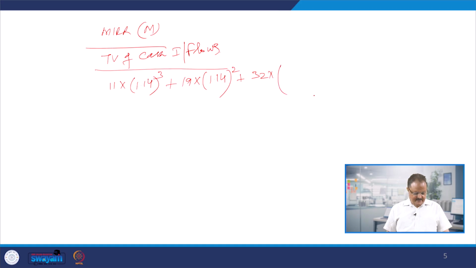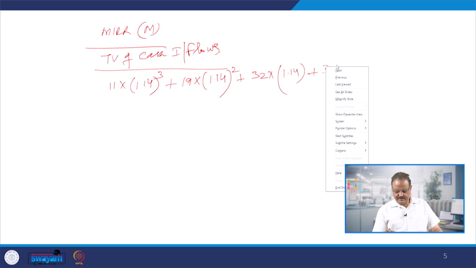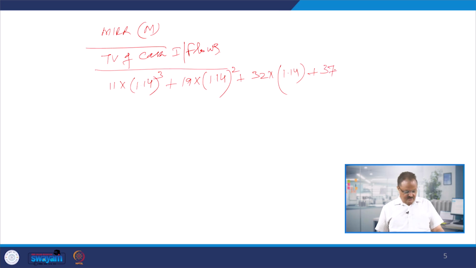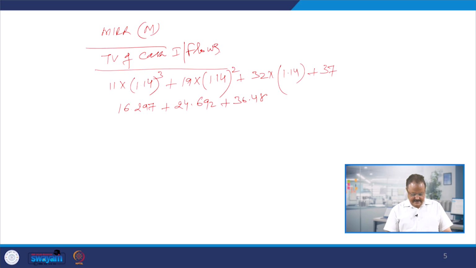Next cash flow is 32, so we will be compounding it again by 1.14, but the power will be 1 only here. The last cash inflow is 37 million, which will not be compounded. If you want to calculate the total compound value, if you solve this, this will be 16.297 plus 24.692 plus 36.48, and the last one is going to be 37. So this is 11 multiplied by 1.14 power 3 plus 19 into 1.14 power 2, then 32 into 1.14 and last is 37. So these are the compounded values, right.